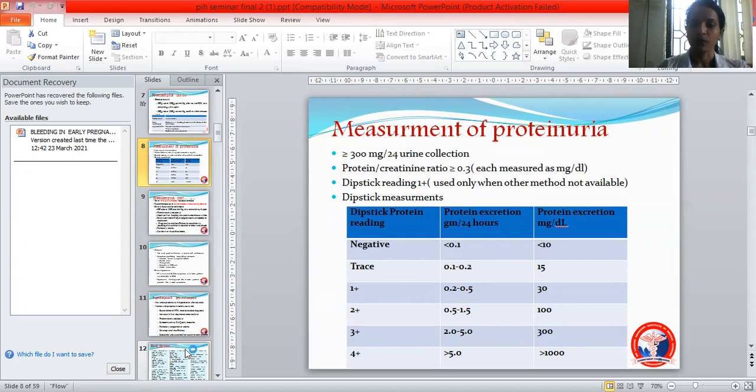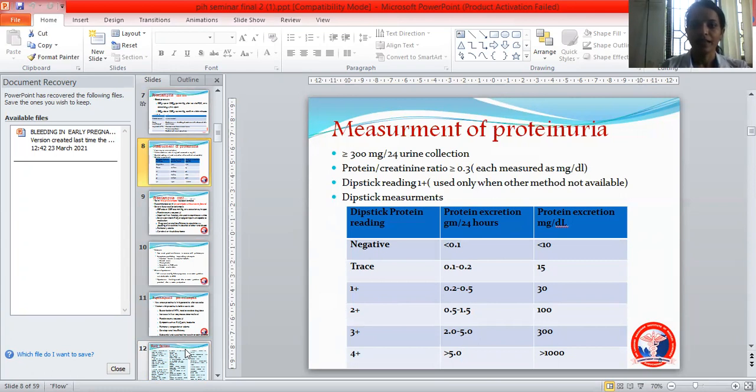Or if we want to do a one-time test, if it is cumbersome for the patient to collect a 24-hour urine sample, then we can do something called protein creatinine ratio, which must be equal to or more than 0.3 milligrams per deciliter. Or if we have to do a bedside test in a PHC kind of a setup, then we can use something called dipstick reading, which will give the amount of protein in the corresponding colors.